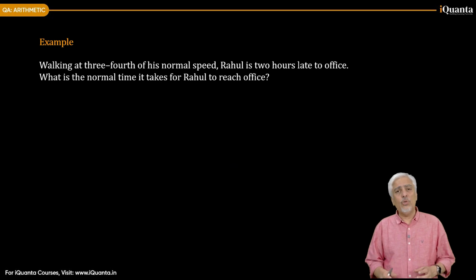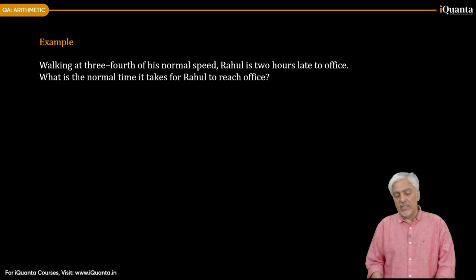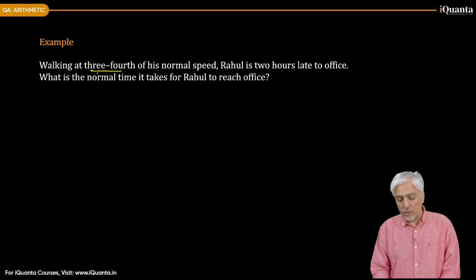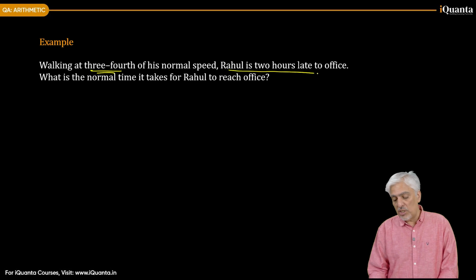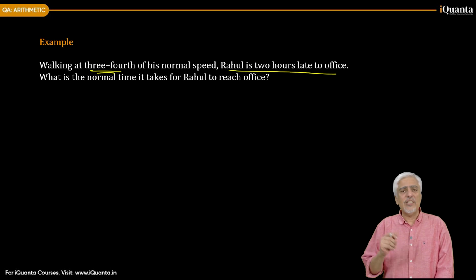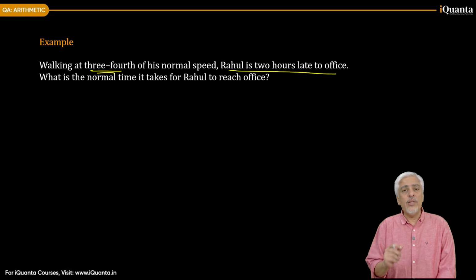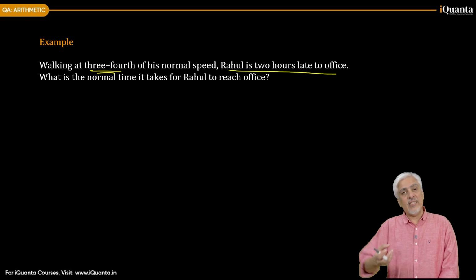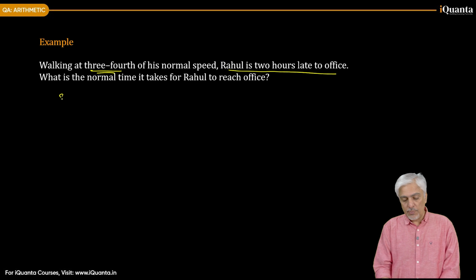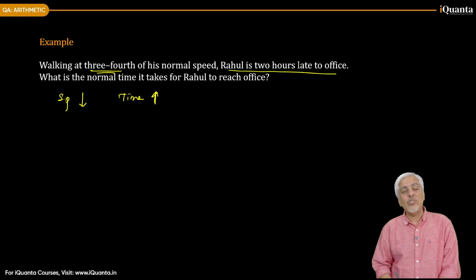Here we're going to learn how to apply variation to time, speed, distance. Here they've told us that walking at 3/4 of his normal speed, Rahul is 2 hours late to office. That means whatever speed he used to normally walk with, today he's walking with 3/4 of his speed, because of which he takes 2 hours extra. That means 3/4 is less than regular, so speed is coming down and he's taking more time. He's late means he's taking more time, so time is going up.